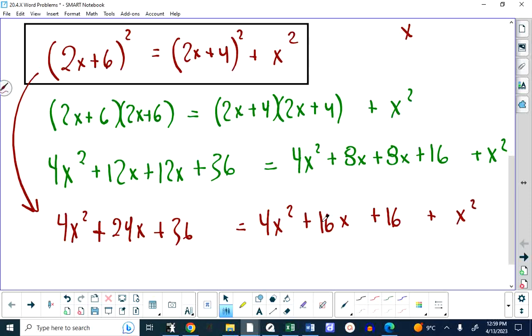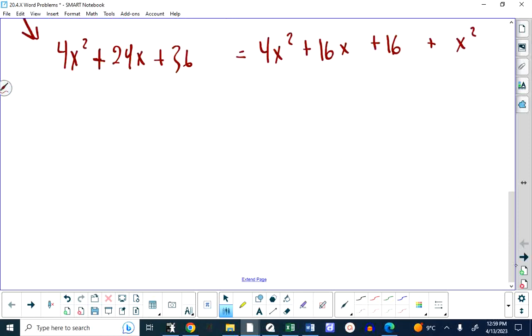So I'm going to collect all of my terms on one side. On the right-hand side, I have x squared plus the 4x squared, but minus the other 4x squared just gives me x squared. I need to take 16x minus 24x. I think that's negative 8x. Good. And then I have minus 20 because I have the 16 and I have to subtract 36. This is not a difficult problem.